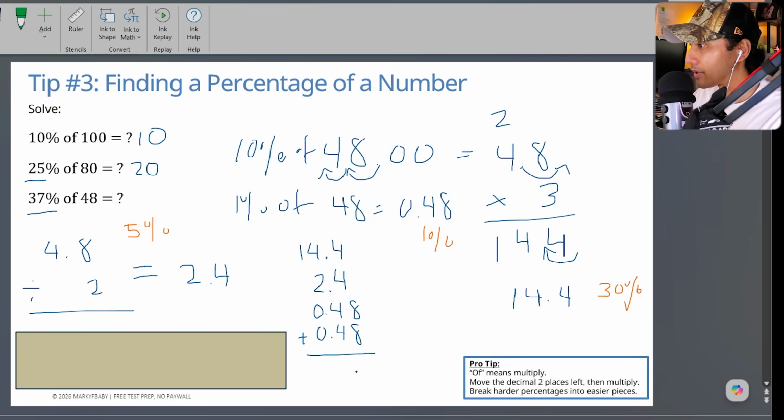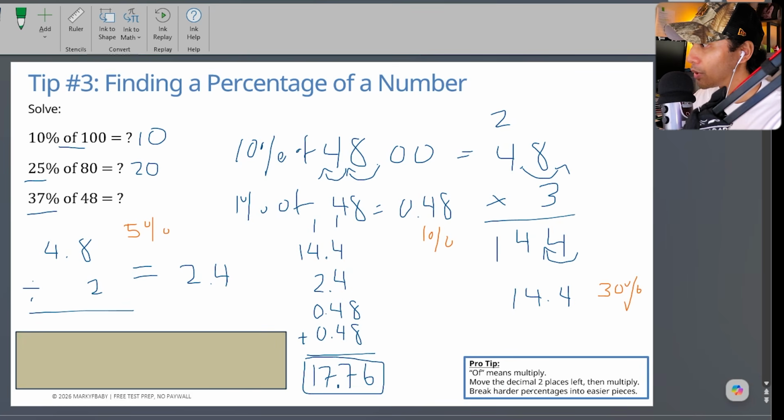All right. So we have 16, 1, 4, 8, 12, 16 plus 1, 7, 1. Let's put our decimal point right here. 1 plus 4 is 5 plus 2 is 7. And then 1 right here. So our answer is 17.76.